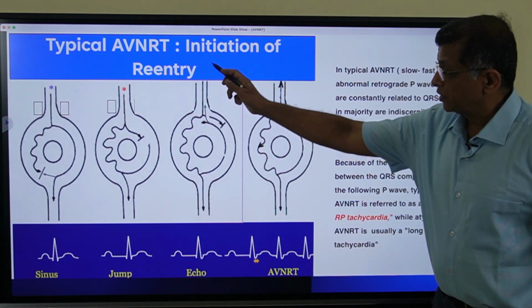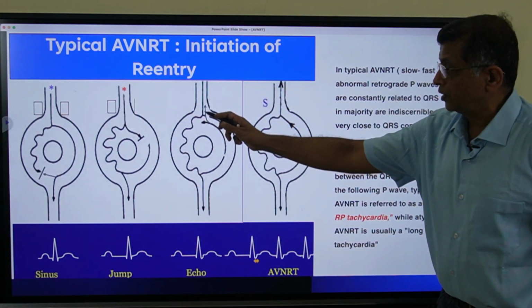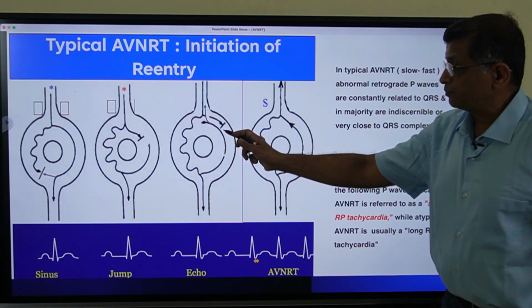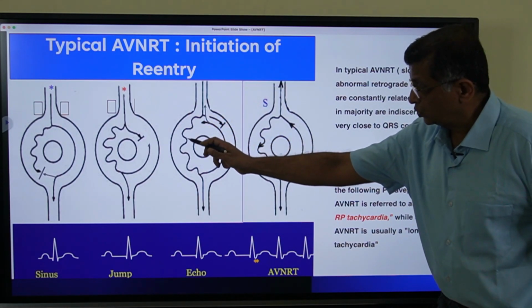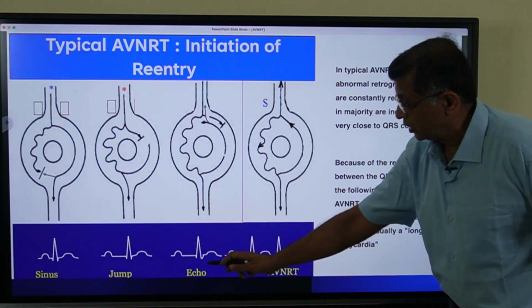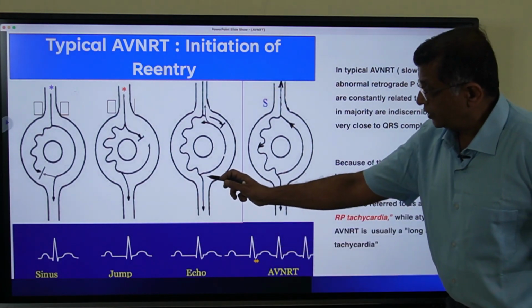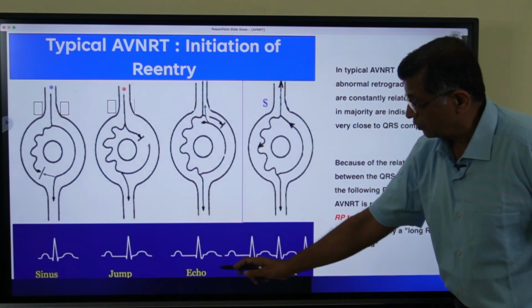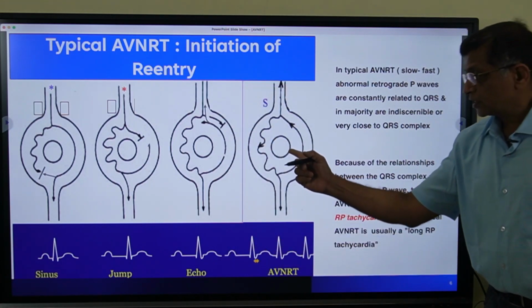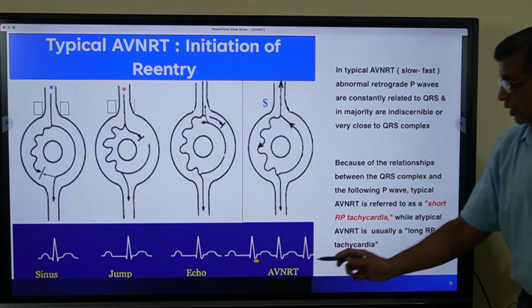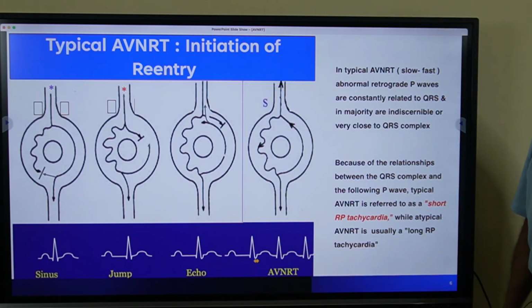So this impulse came to the AV node, the fast pathway was refractory, and it went through the slow pathway to the ventricle. Because it passed through the slow pathway, the PR interval is long, and it went up through the fast pathway, giving rise to an echo beat. And if this continues, it will give rise to AVNRT, atrioventricular nodal reentrant tachycardia.